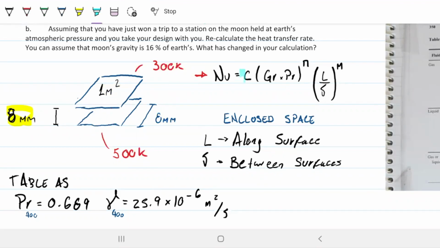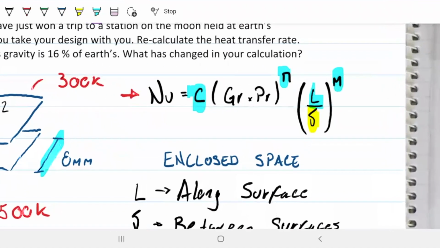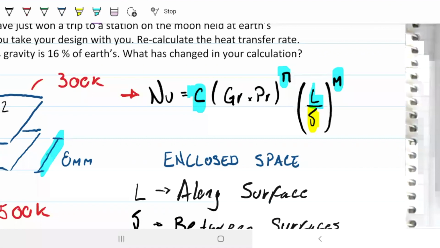Now we have C, N, and M. The L in this case will be along the surface, so L will be this guy here. And this delta will be between the surfaces, so it will be this guy there. So between the surfaces is delta, and along the surface is L. How are we solving this? We're grabbing this equation, solving for Nusselt, then grabbing h and solving for Q. To solve for Nusselt, we need to find the coefficients C, N, and M.